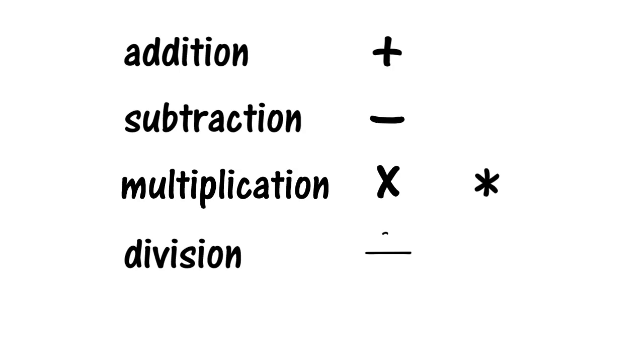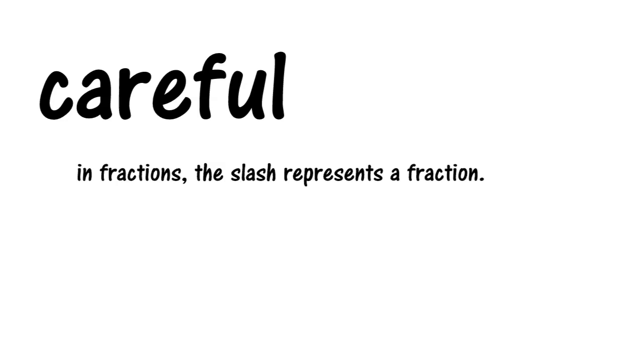There are 4 ways that we can use numbers in English, and the 4 ways are addition, and there's the symbol for addition, subtraction, the symbol for subtraction, multiplication, 2 symbols for multiplication, there's the X, and there's the computer symbol, which is a star or an asterisk. Division also has 2 symbols, the division bar and the computerized slash. But be careful, in fractions, the slash represents a fraction. So let's look at each of these.